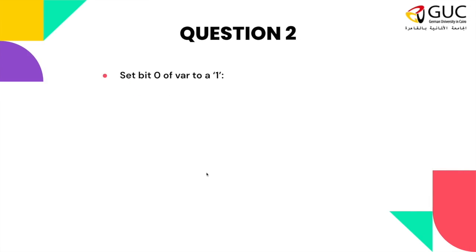And our next question: set bit 0 of var to a 1. So actually I want to set the least significant bit, number 0, to 1. And as you know, setting a bit to 1 means what? I need to OR this specific bit with a 1, and the rest will be ORed with zeros.